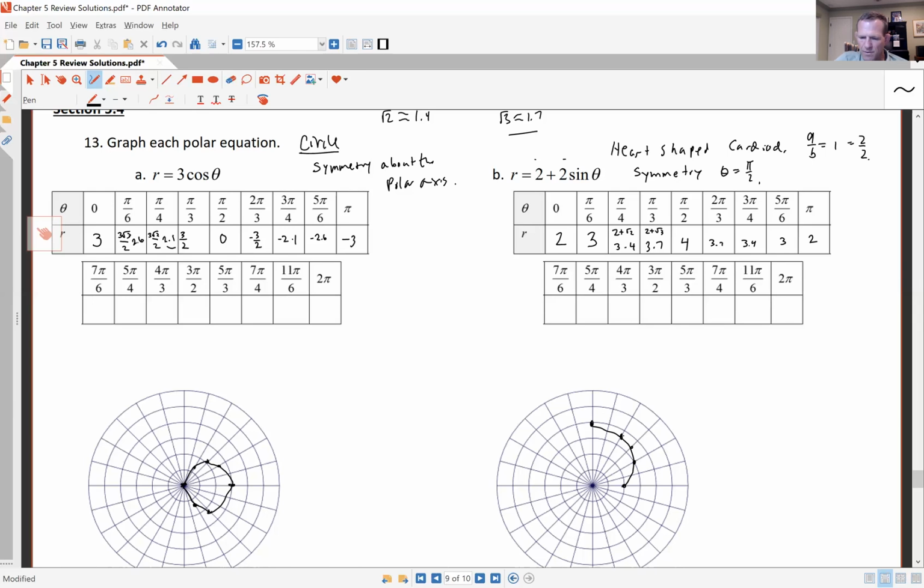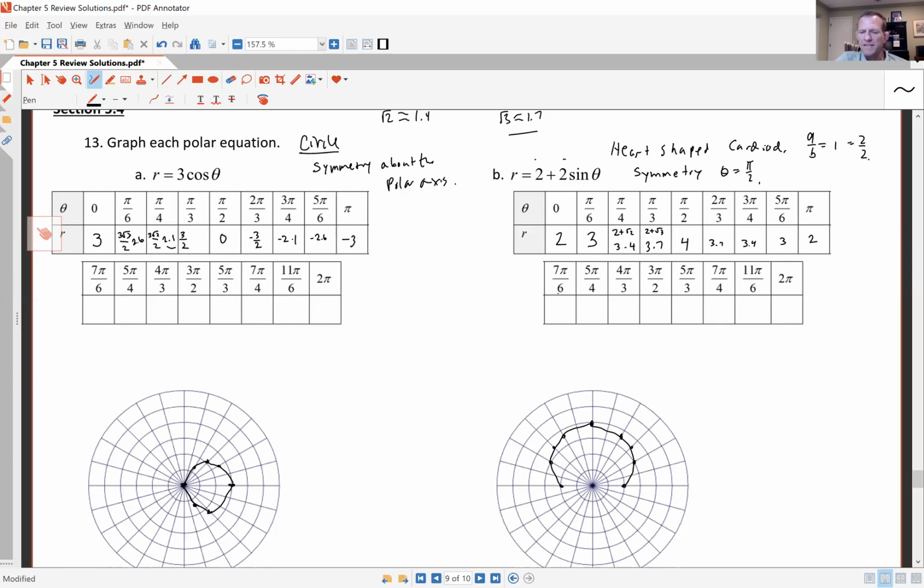So we have these same points on this side. Okay, so there's the top portion of it. Now, when we get to 7 pi over 6, they're not going to be those same values above, because this is where sine starts to turn negative.